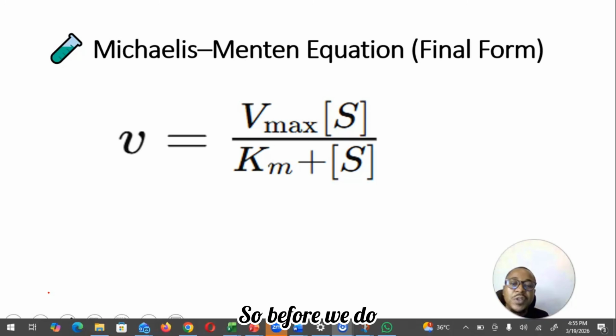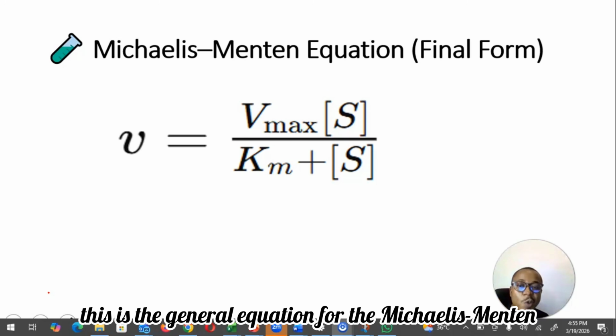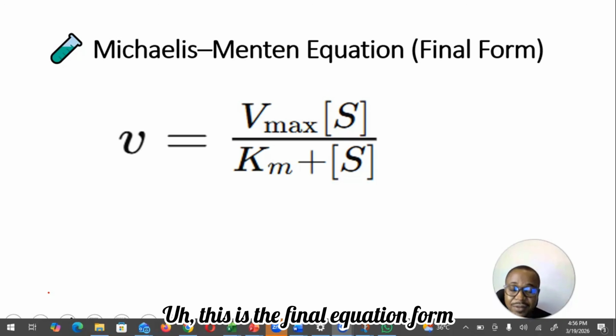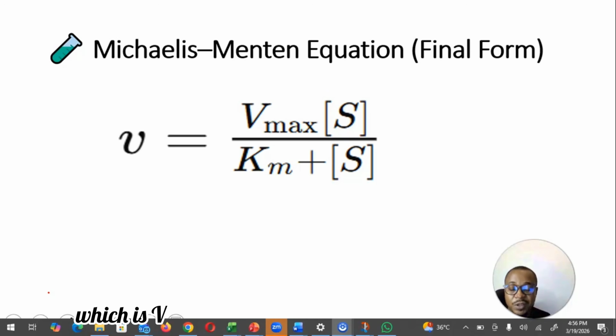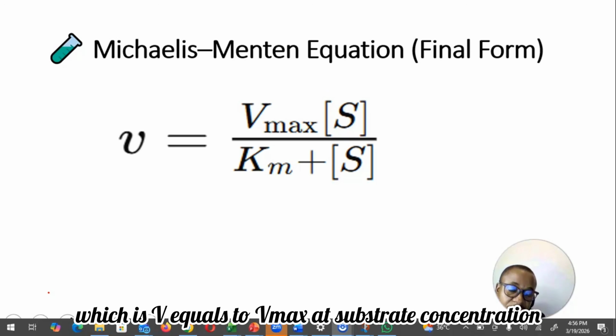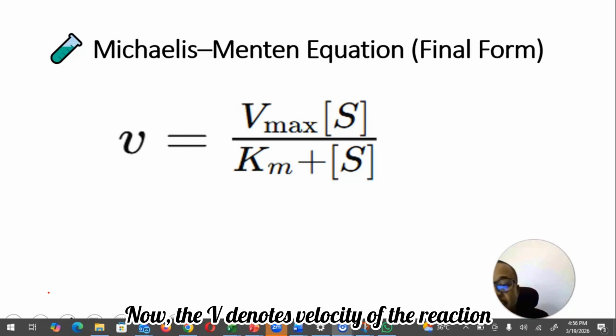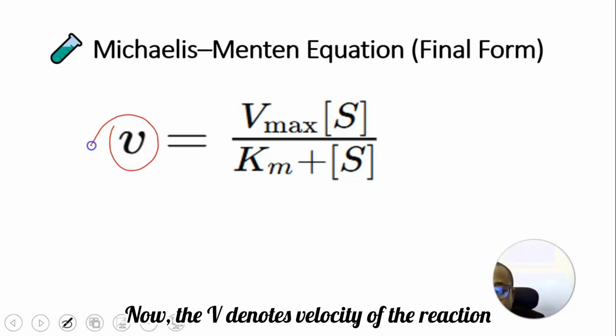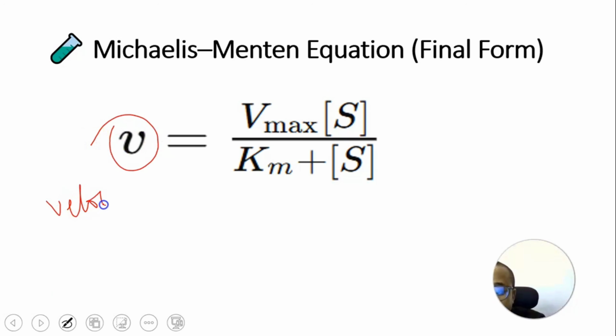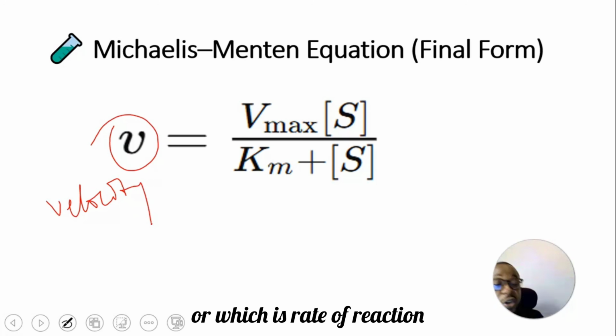Before we do, this is the general equation for the Michaelis-Menten, the final equation form, which is V equals Vmax times the substrate concentration, divided by the Km plus the substrate concentration. Now the V denotes velocity of the reaction, or which is rate of reaction.